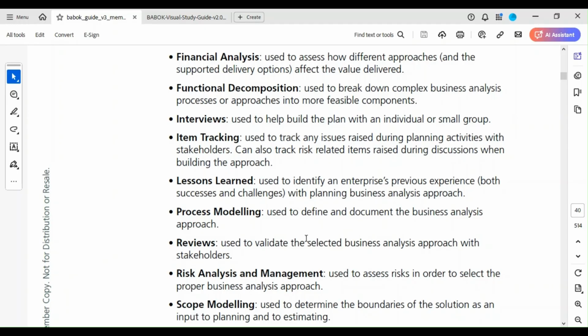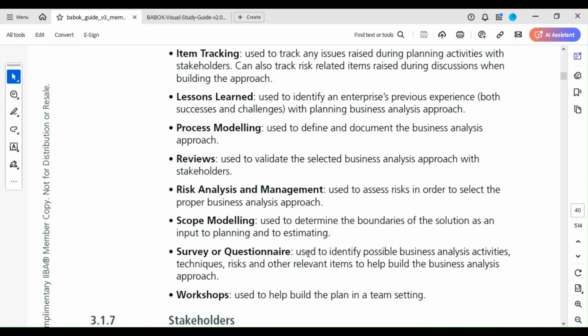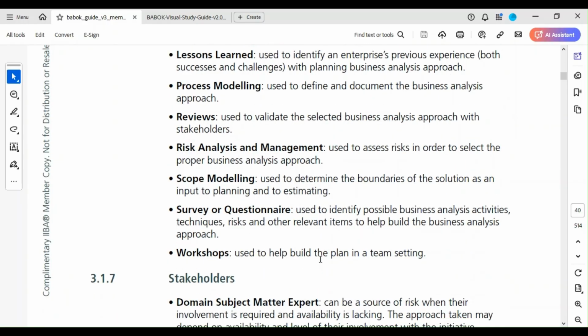Item tracking: used to track any issues raised during the planning activities with stakeholders, and can also track risks related to items raised during discussions when building the approach. Lessons learned: used to identify an enterprise's previous experience, both successes and challenges with planning the business analysis approach. Process modeling: used to define and document the business analysis approach.